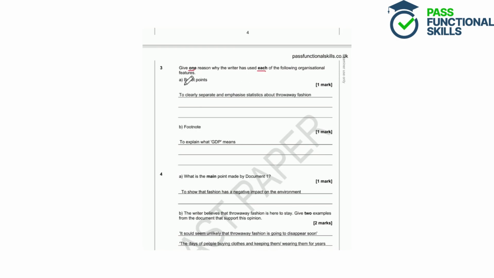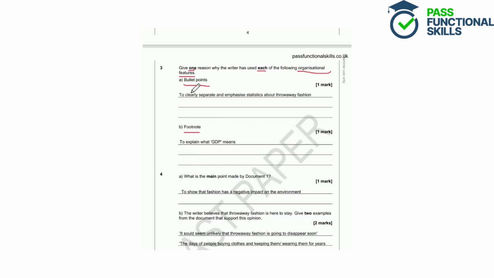So we've got bullet points and a footnote, and we need to give one reason as to why the author has used each of these organisational features. So organisational features, also sometimes called presentational features, are just ways of splitting up the text that make it easier for the reader to read and digest.